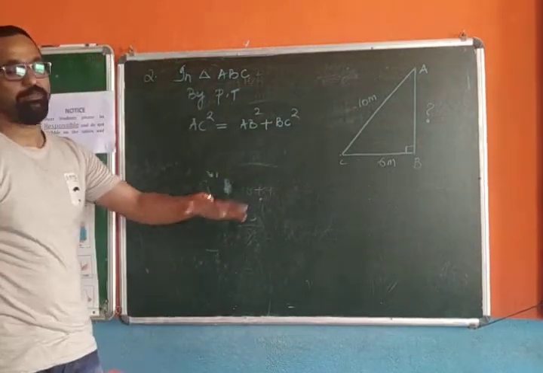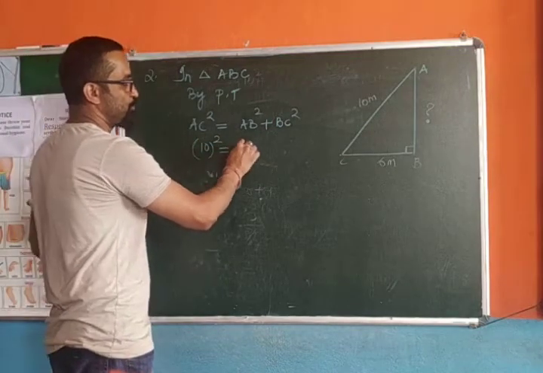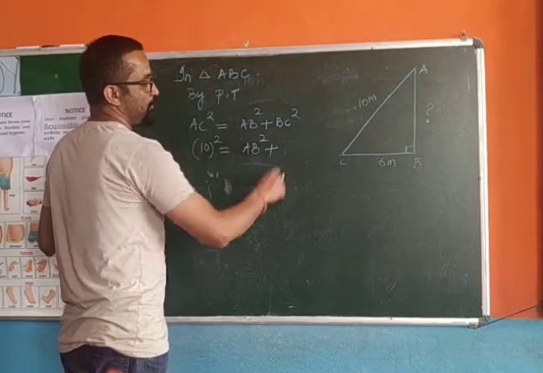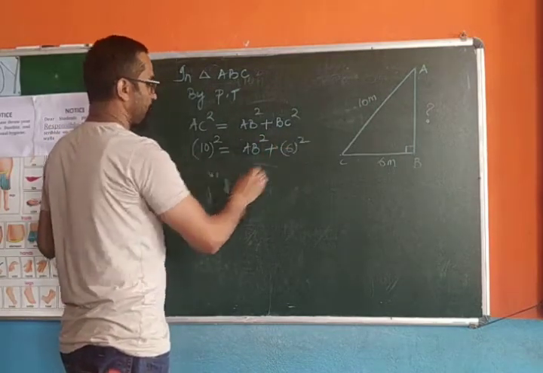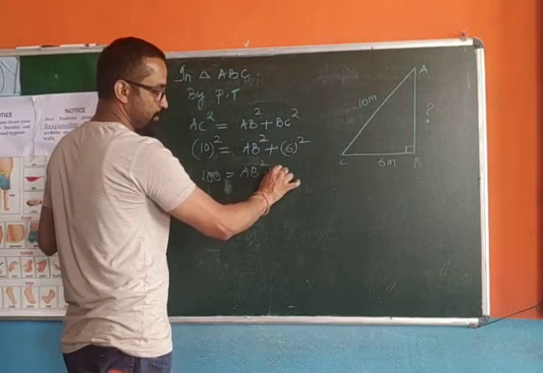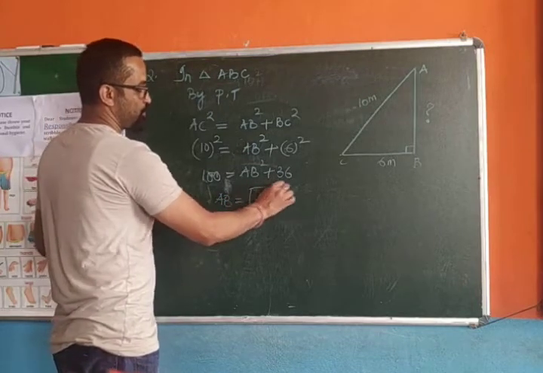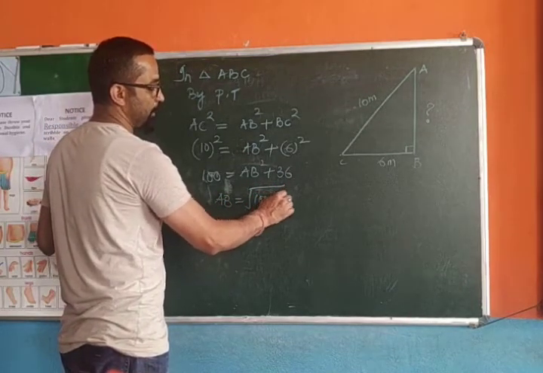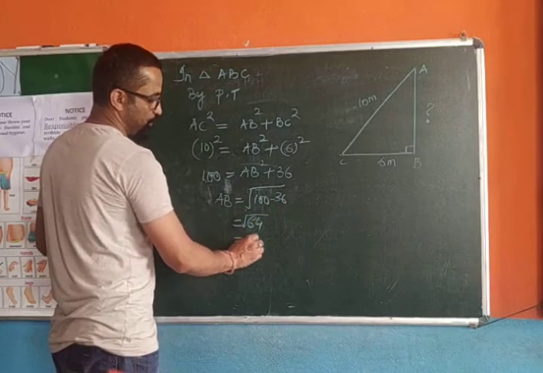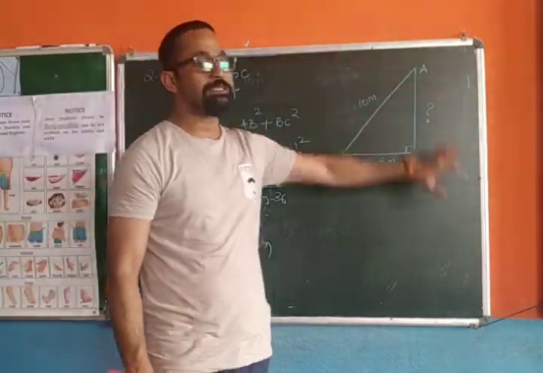Write down the statement, substitute. 10 squared is equal to AB squared plus BC squared, where AB is the height, the perpendicular, and BC is 6. So 100 is equal to AB squared plus 36. Make AB the subject of the formula. It is root under 100 minus 36, which is 64, equal to 8 meters. The height of the wall is 8 meters.